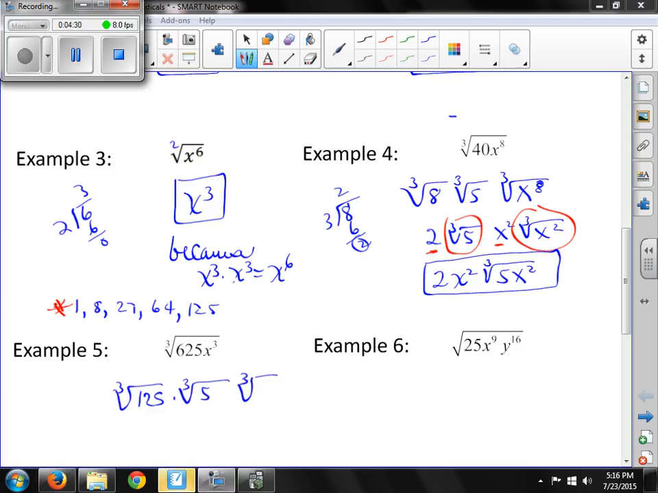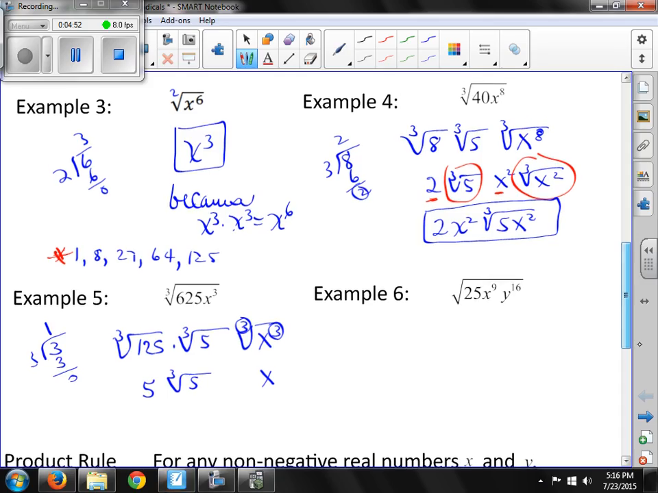And the cube root of x cubed, well, 3 goes into 3 evenly one time with nothing left over. So the cube root of x cubed is just x. The cube root of 125 is 5, and the cube root of 5 will not break down. So I need to put my answer together. The outside parts are here. The inside part is here. So we'll have 5x cube roots of 5.